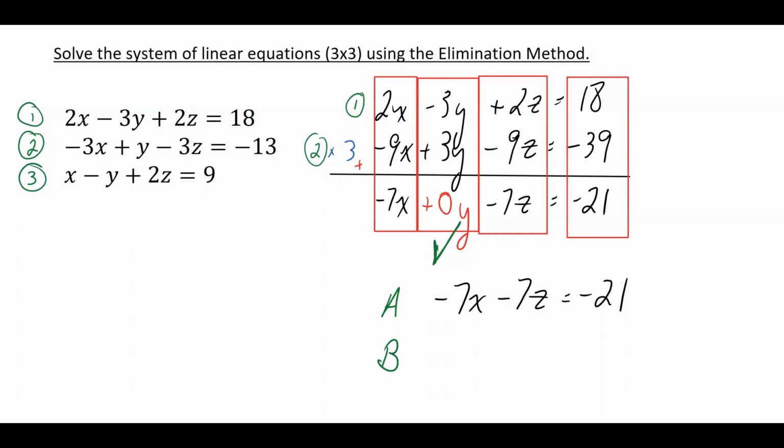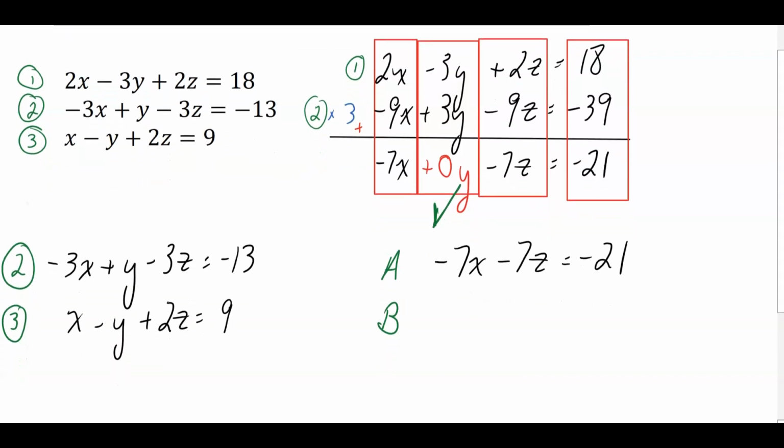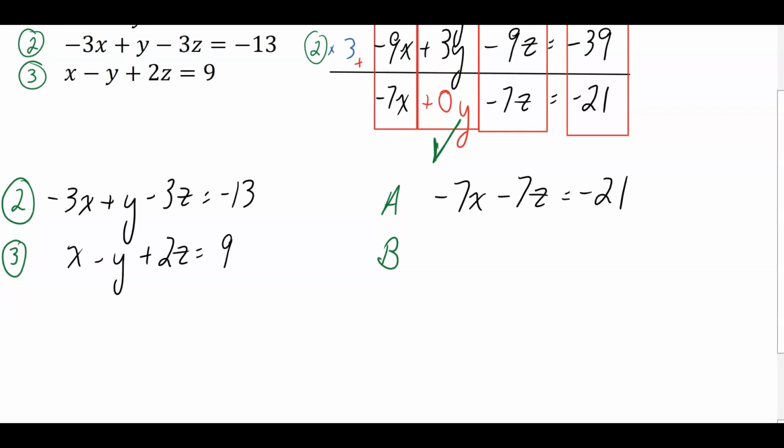All right. We will rewrite equation 2, and it is minus 3x plus y minus 3z equals minus 13. And equation 3, okay, it is x minus y plus 2z equals 9. Let's just move this up a little bit. There we go.